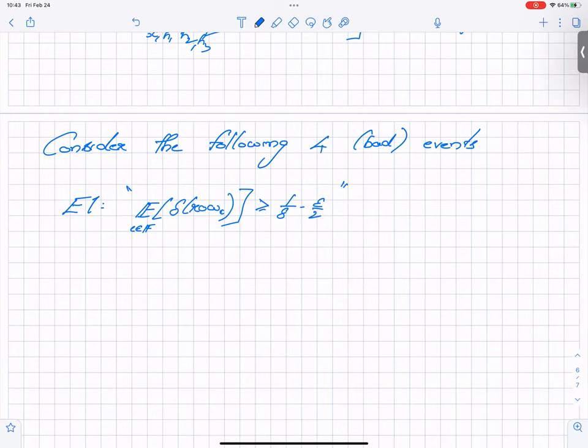We follow what this event is. Once I focus on this surface, there's a bunch of rho i's, and I'm asking what's the expected value of delta of these rho i's to be large. Delta of rho i is the distance of x.